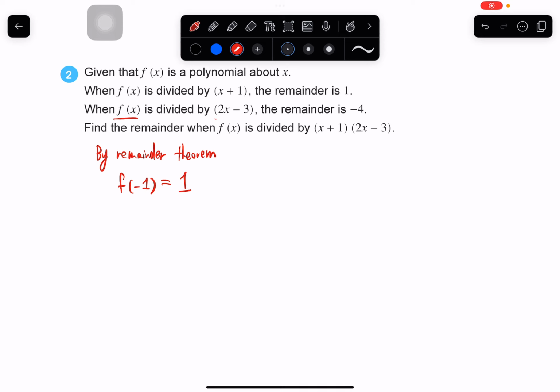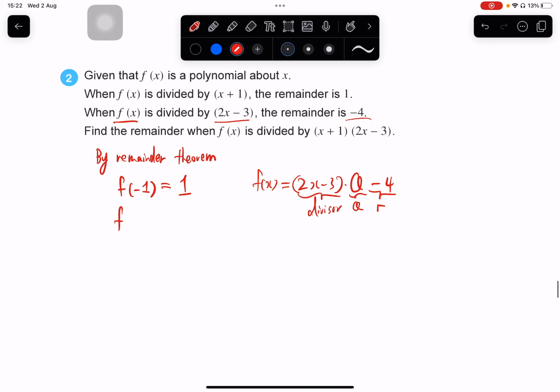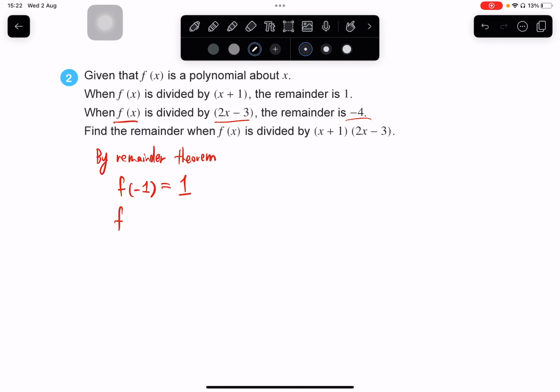And when f(x) is divided by 2x take away 3, the remainder is minus 4. So it means that by remainder theorem, well, when this is 0, because we know that f(x) can be written as (2x take away 3) times the quotient, take away 4, right? Where there is the remainder, this is the quotient, and this is the divisor. So it means that when the divisor is 0, what I get for f(x) is going to be minus 4, right? So we just need to find a value for x such that the divisor is 0. That's all we need to do.